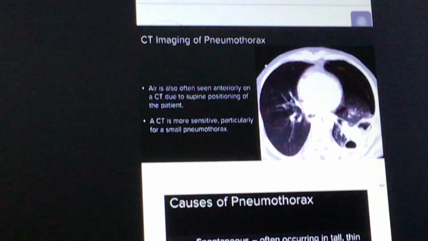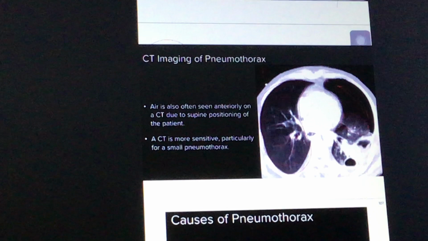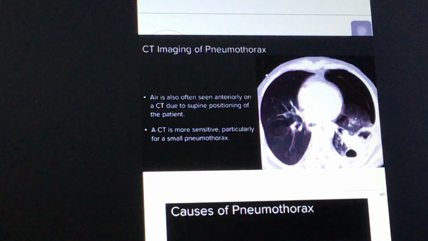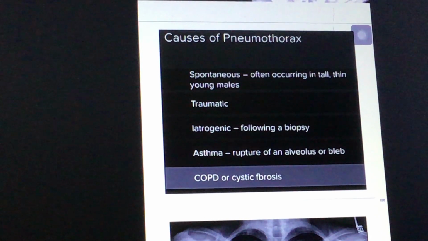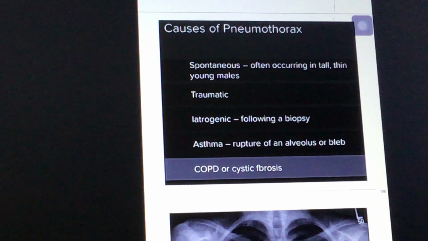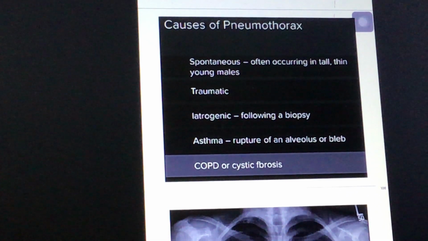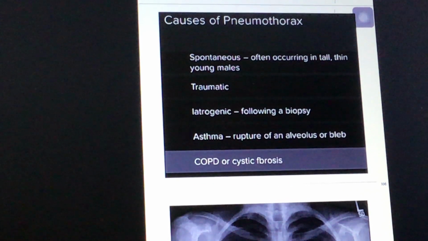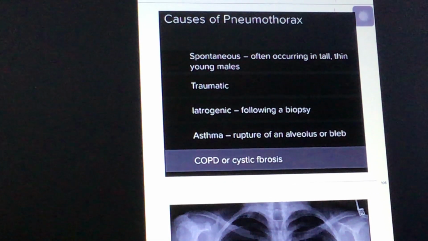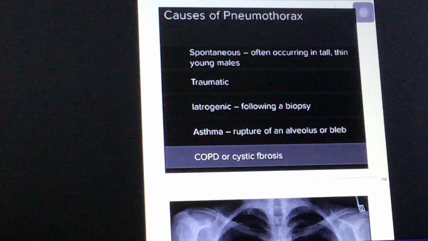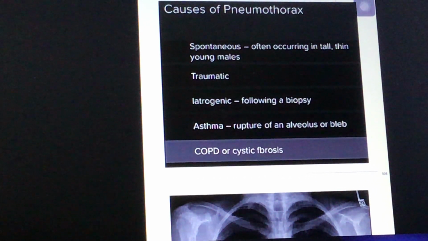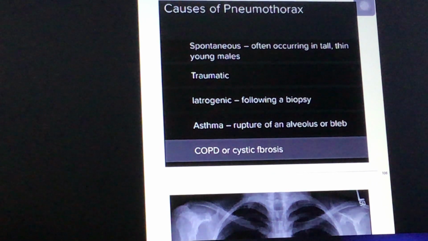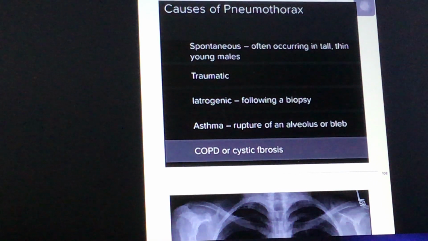So, causes of pneumothorax: it could be spontaneous or traumatic, someone stabbed. Iatrogenic, when doing lung biopsy if there is a tumor. Asthma, especially the chronic or severe type of asthma, where the alveoli become ruptured, causing bleb, or COPD and cystic fibrosis.